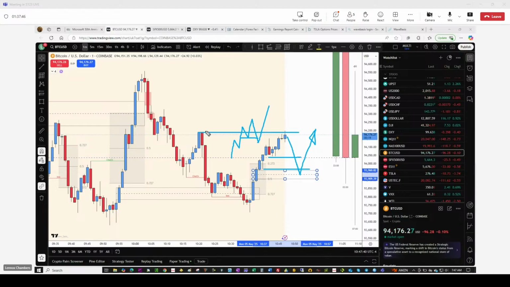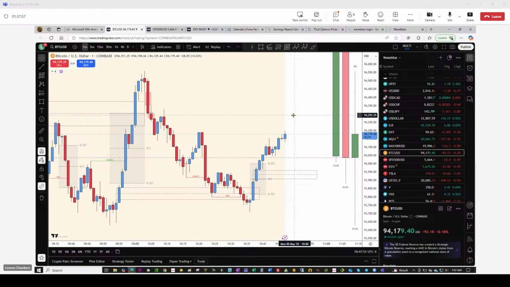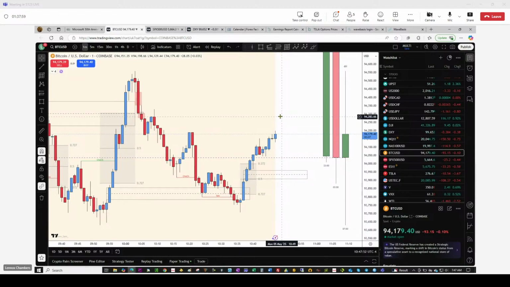So they're sweeping this high. So now, again, we could expect a pullback. This is our change of character here.